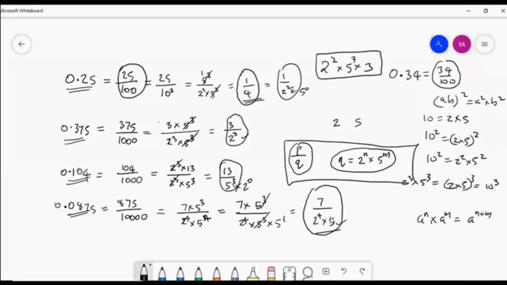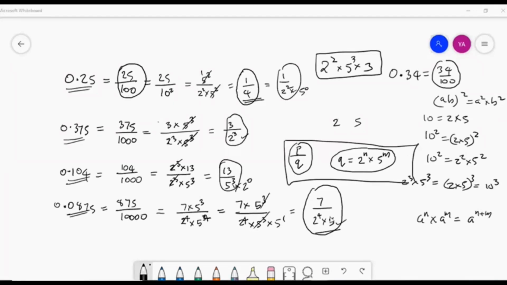Suppose the given fraction is 3 by 6. So here the denominator is 6. The prime factorization of 6 is 2 into 3. That is not in the form 2 raised to n into 5 raised to m. But we know that 3 by 6 is 0.5 because 3 by 6 is equivalent to 1 by 2. This happened because we have taken 6, the denominator, not after removing all the common factors with the numerator. So you want to ensure the denominator is taken after removing all the common factors with the numerator. That is, the numerator and denominator are co-primes.